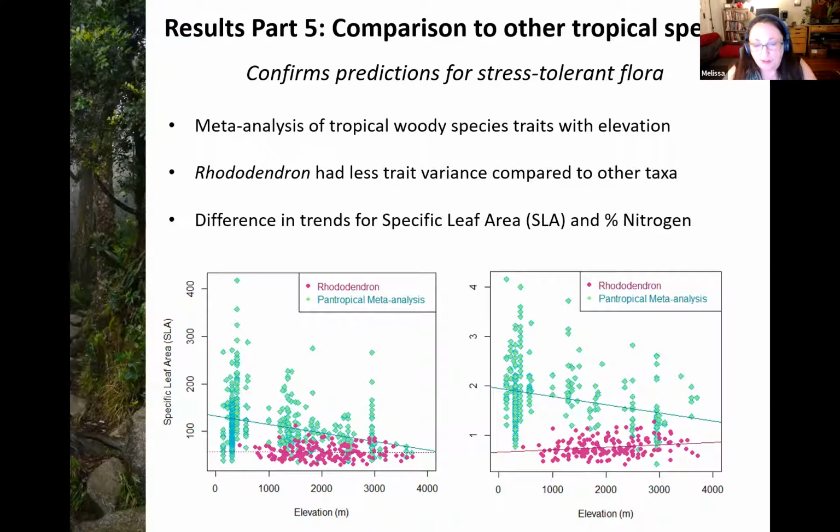And again, SLA remained constant. Most species, however, SLA goes down with elevation. And again, here you have nitrogen, different responses here. Most species, nitrogen goes down. In the instance of rhododendron, it goes up.